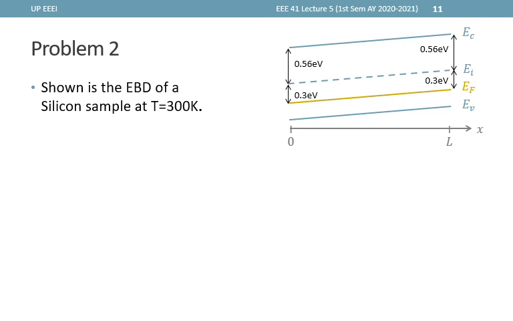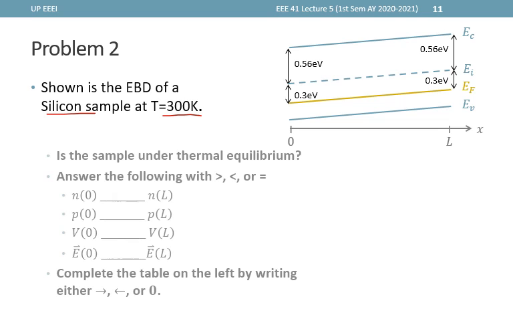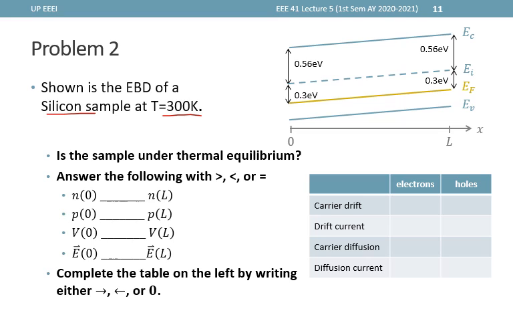So for the second problem, we are now given this energy band diagram for a silicon sample at room temperature. So everything is sloping up, including EF from 0 to L. And we are asked, is the sample in thermal equilibrium? Then we'll have to fill in the blanks for the following equations and then complete the table on the right by writing either a rightwards arrow, leftwards arrow, or 0.